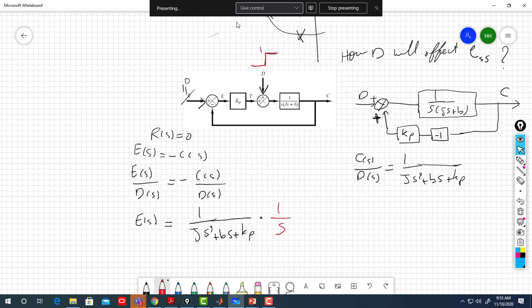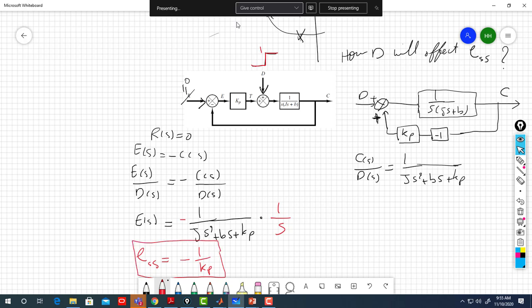Yes, I forgot the negative sign, thank you. Then the steady state error according to the final value theorem, the limit as S tends to 0 of S E of S, so S by S cancel, you end up with minus 1 over KP. If the system is stable, I can find the steady state.